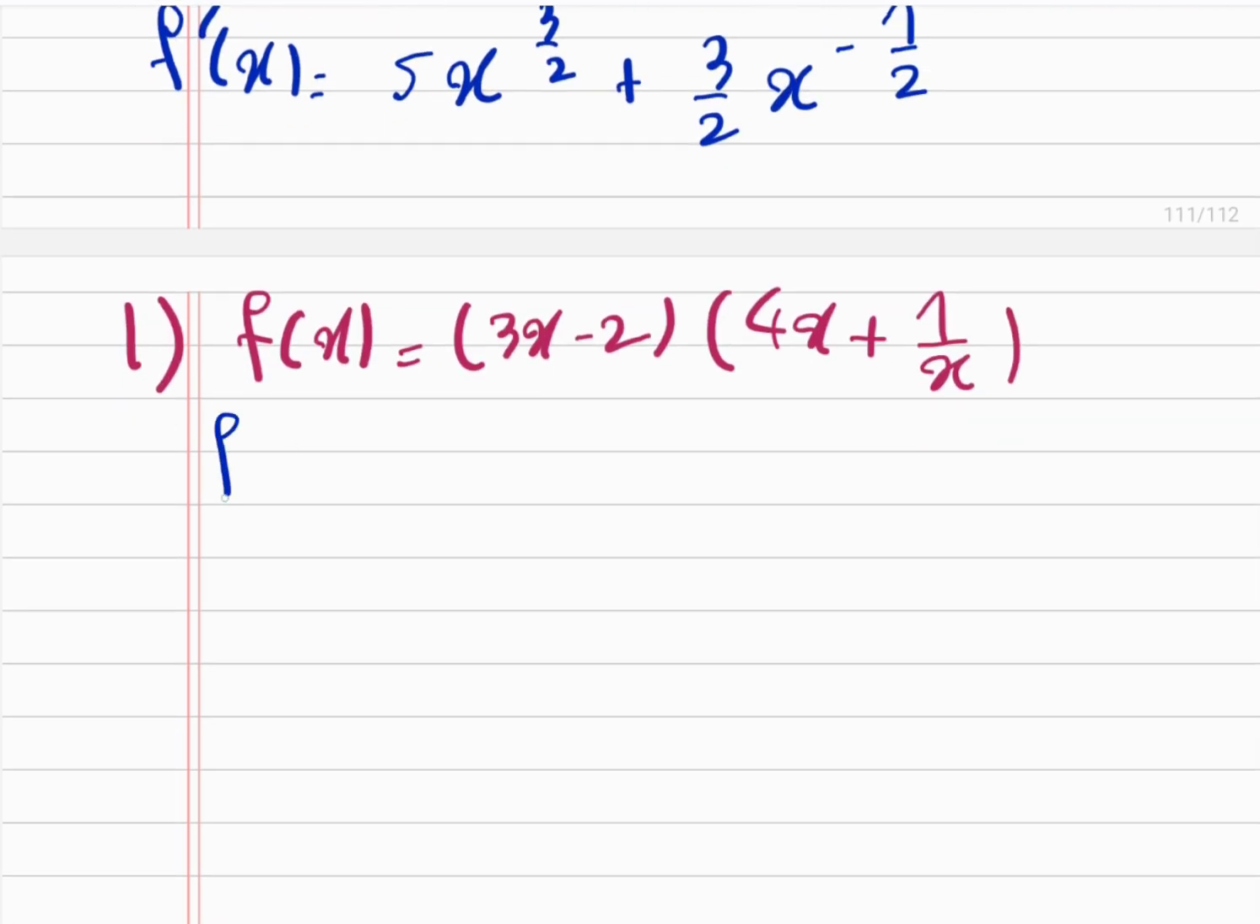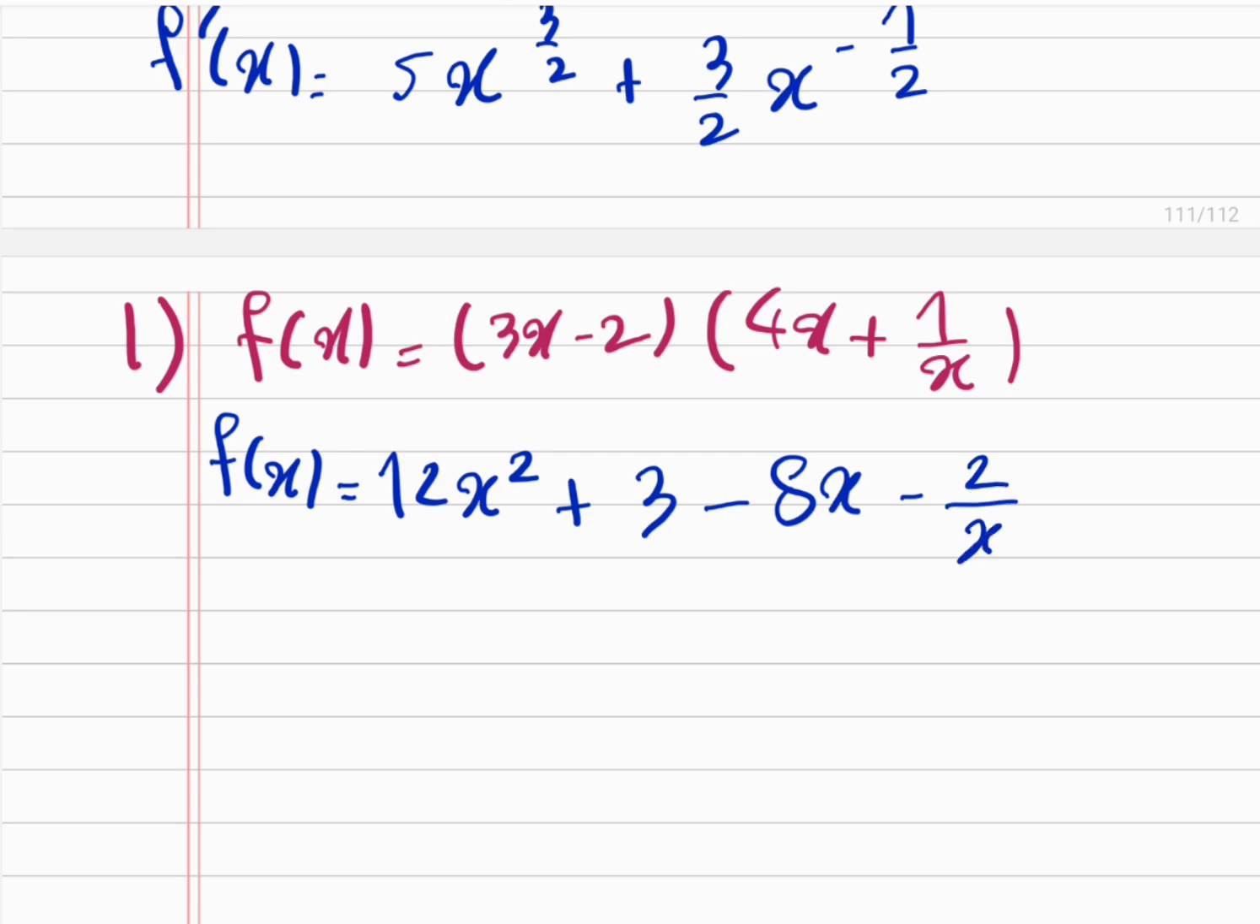First of all, we need to expand the bracket and then rewrite that in the form x to the power of n. So if we expand that, it's going to be 12x squared plus 3 minus 8x minus 2 over x. And it's almost in that form, except the last term, which is minus 2 over x. So let's just rewrite minus 2 over x as minus 2 times x to the power of minus 1. So minus 2x to the power of minus 1. And now we have everything in the form x to the power of n, so we can easily differentiate that.